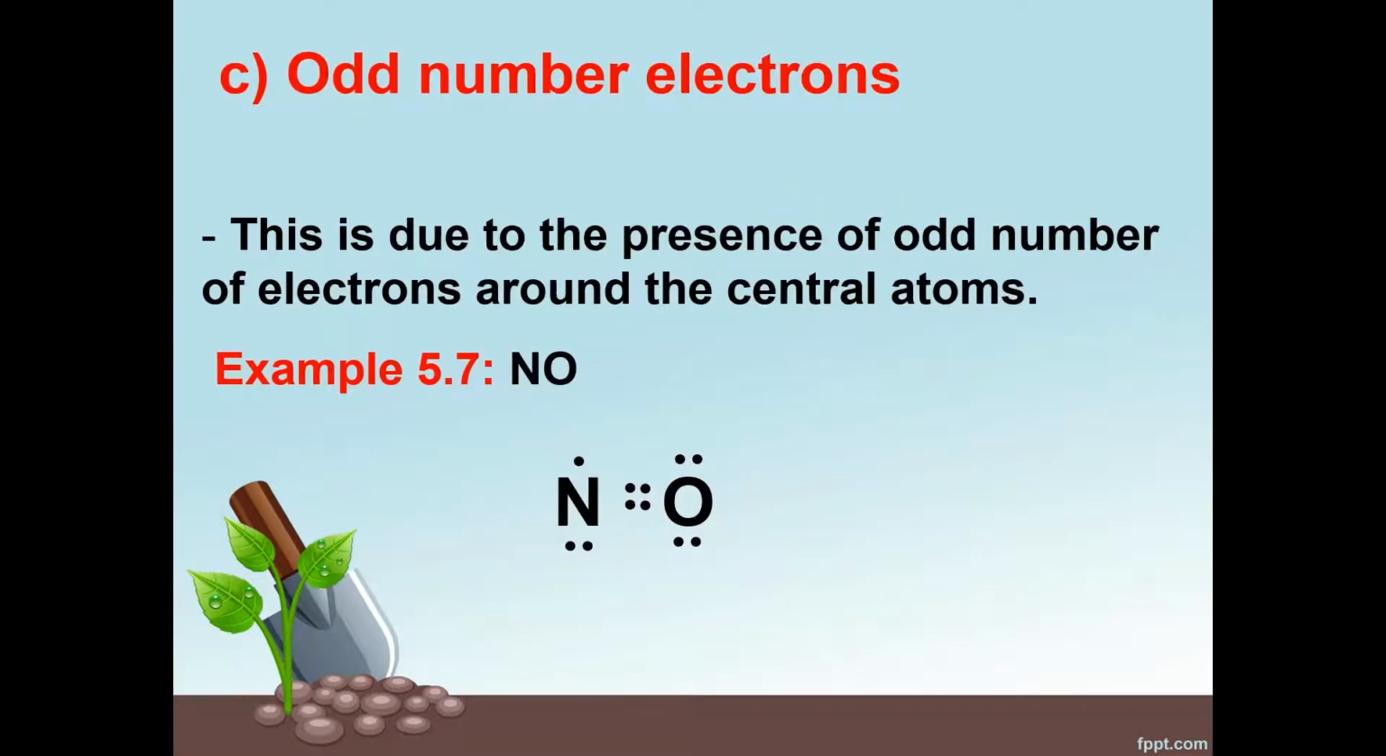The third exception to the octet rule is odd number of electrons. This is due to the presence of an odd number of electrons around the central atom. For example, the compound nitrogen oxide. Nitrogen has 5 valence electrons and it will form a double bond with oxygen. But it is going to have only 7 electrons surrounding it because it is an odd number electron configuration.